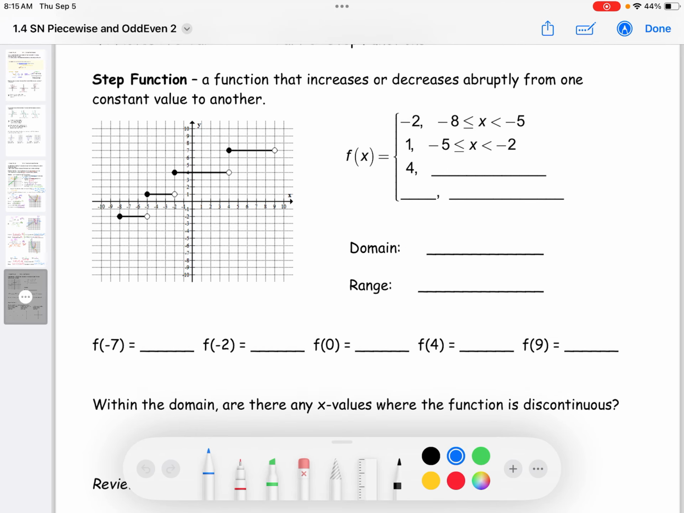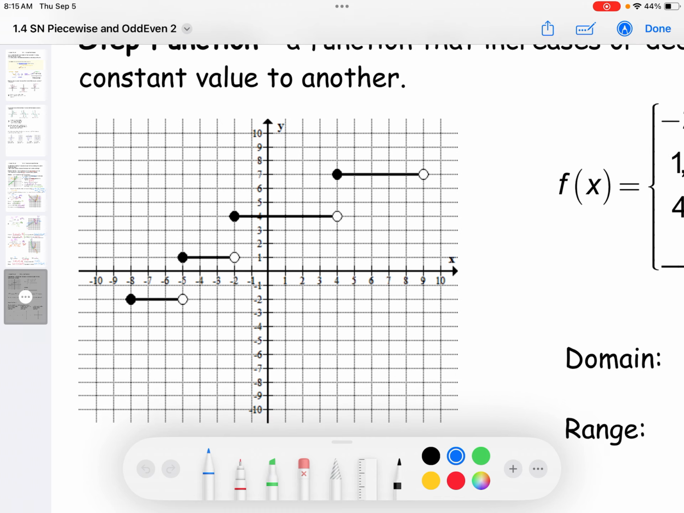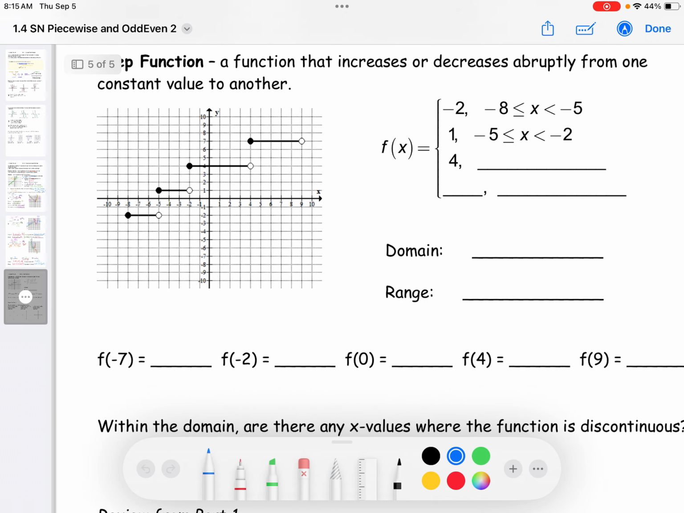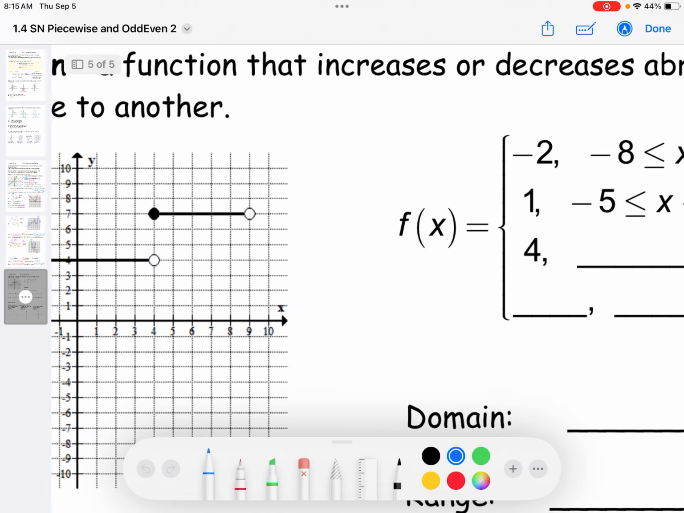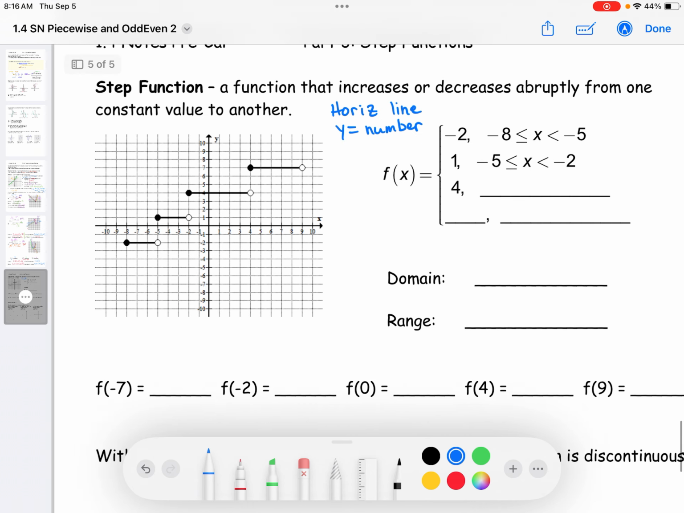So this is a step function, and if you look at it, it looks like steps, hence its name. It abruptly increases or decreases from one constant value to a next, each of those being a horizontal line. And remember, the equation of a horizontal line is y equals a number. There are no other variables or anything in that equation.